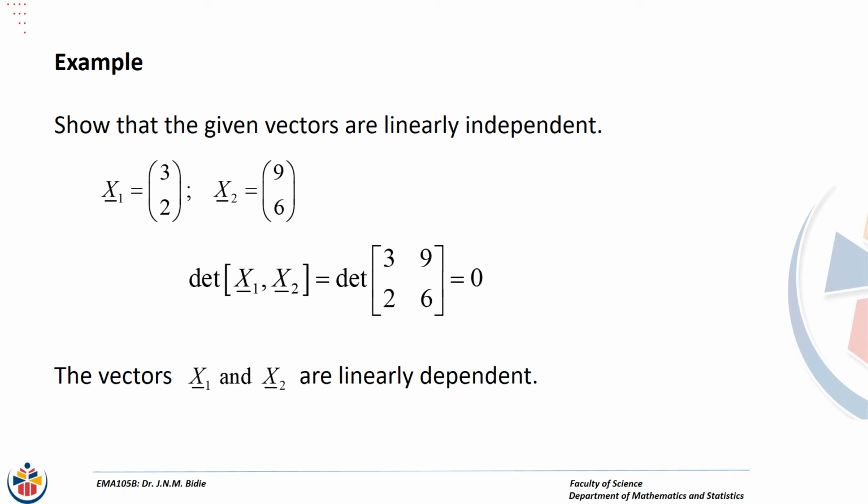Here is an example. Here we've been given x1 and x2. We're finding the determinant of these two vectors. Put them in a matrix format. Then we get the determinant to be equal to 0. So that means they are linearly dependent. If the determinant is 0, linear dependence. If the determinant is not 0, linear independence.